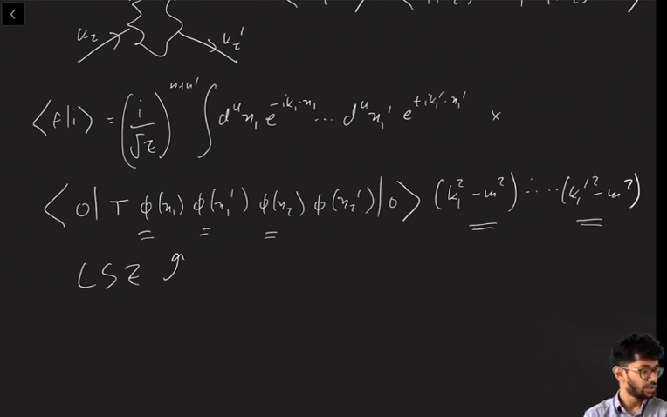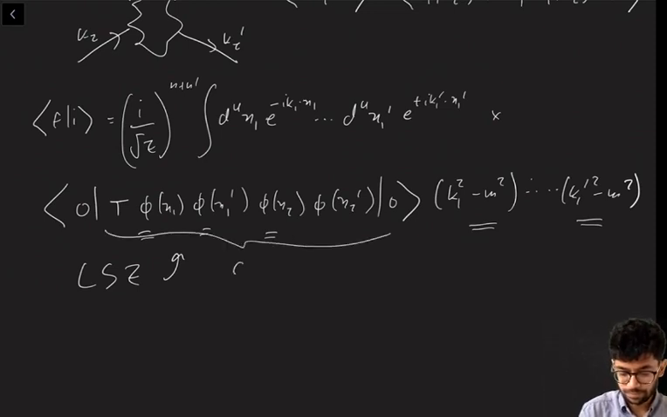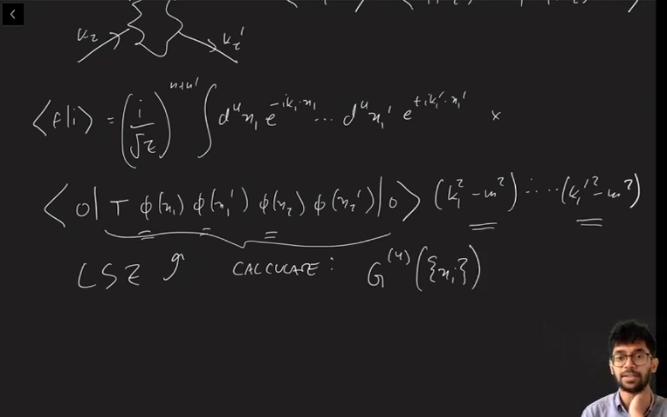Okay, so what we need to do now is calculate this 4-point function. And for notational reasons, I'm going to denote this 4-point function in the vacuum as G4 as a function of all the xi. This xi denotes x1, x2, x1 prime, x2 prime. Okay, and I'm going to call it G4. So I need to calculate this thing G4. Now, happily, of course, we know how to do that.